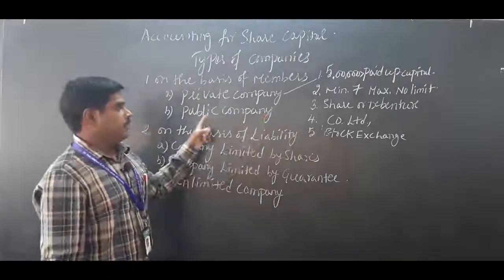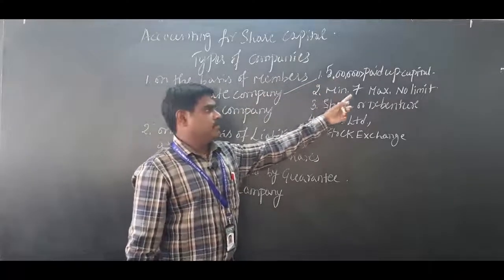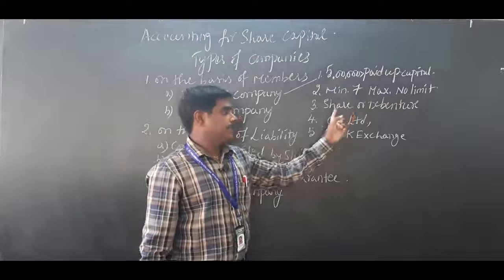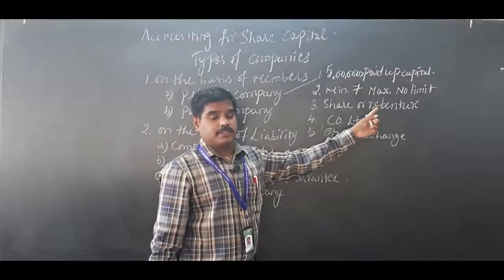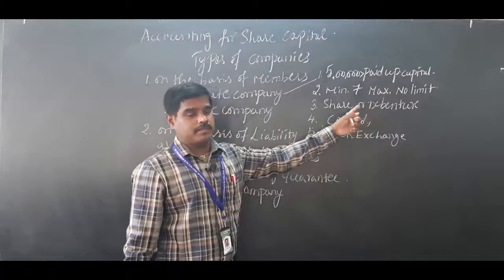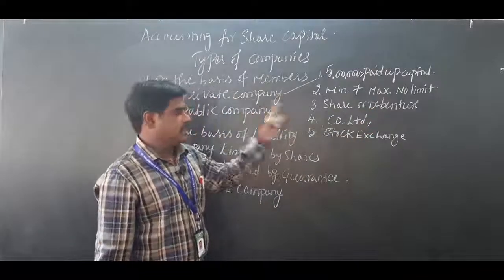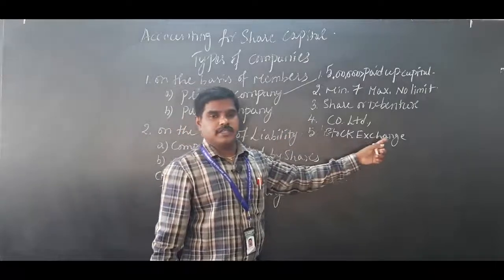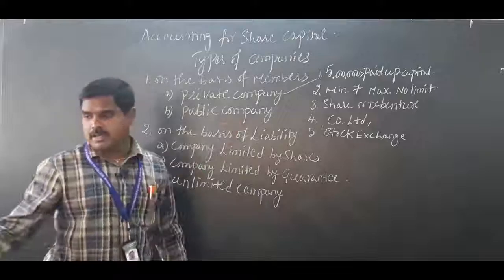Okay, I repeat, public company: minimum paid up capital of rupees 5 lakh or more, minimum 7 members, maximum no limit. Shares or debentures of a public company can be subscribed to the public. The name ends with the word limited, and this type of shares are dealt in the stock exchange. So this is about private company and public company.